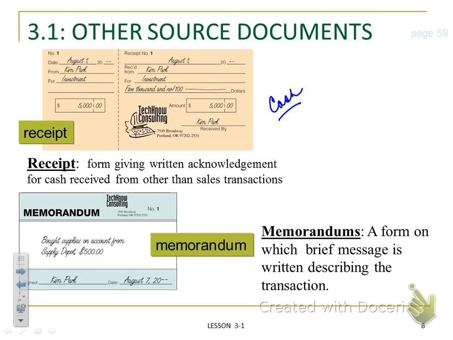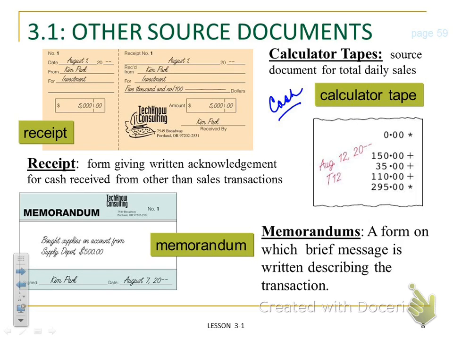Next is a memorandum. A memorandum is a form used to describe some transaction that has taken place. There's some brief message that is written on the memorandum, and again, they're pre-numbered items. In this case, we bought supplies on account from Supply Depot, and we paid $500. We have the date, and it's signed by the party who purchased the items.